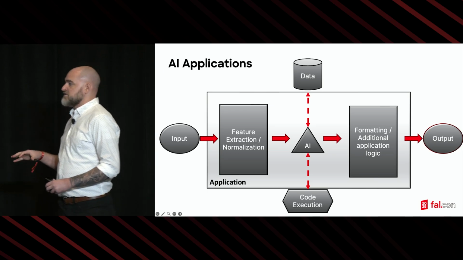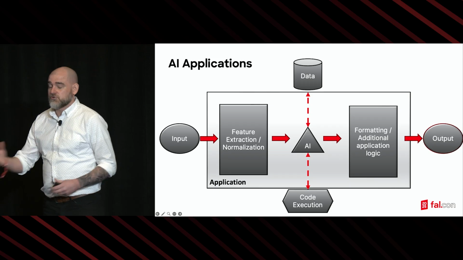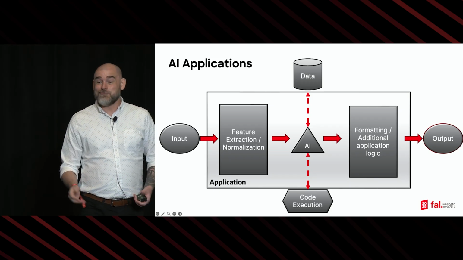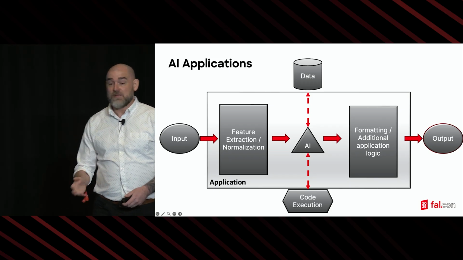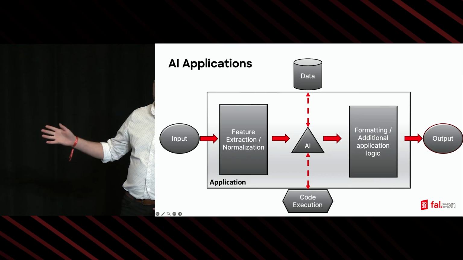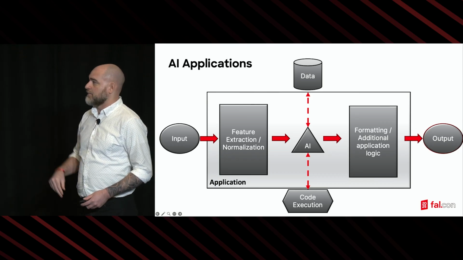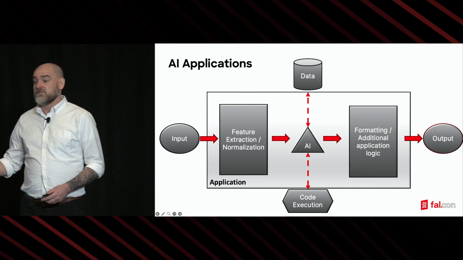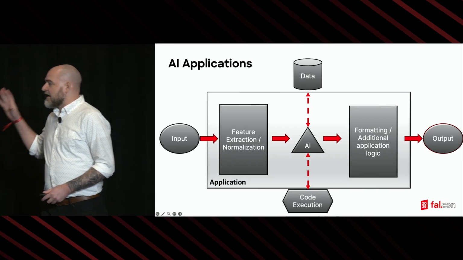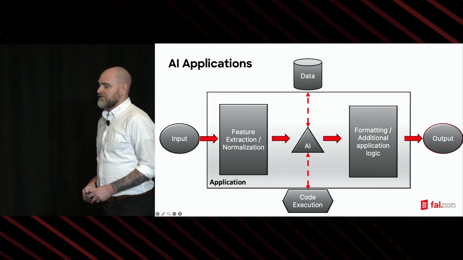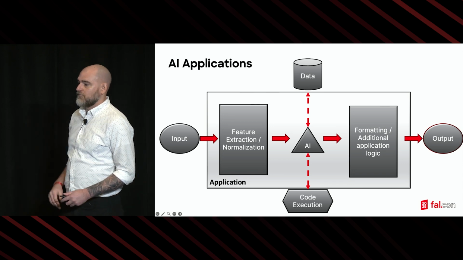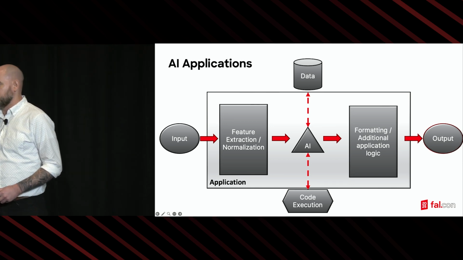When it finally does reach the AI, it may do other things such as reach out and execute code. That code may not even be in your environment. It may be calling APIs in some other organization, or it's executing code in your environment completely separate from this application. It may be accessing other data spaces. Even after all of that, we're still going to have additional application logic, additional formatting, and then finally we get those outputs of this process.